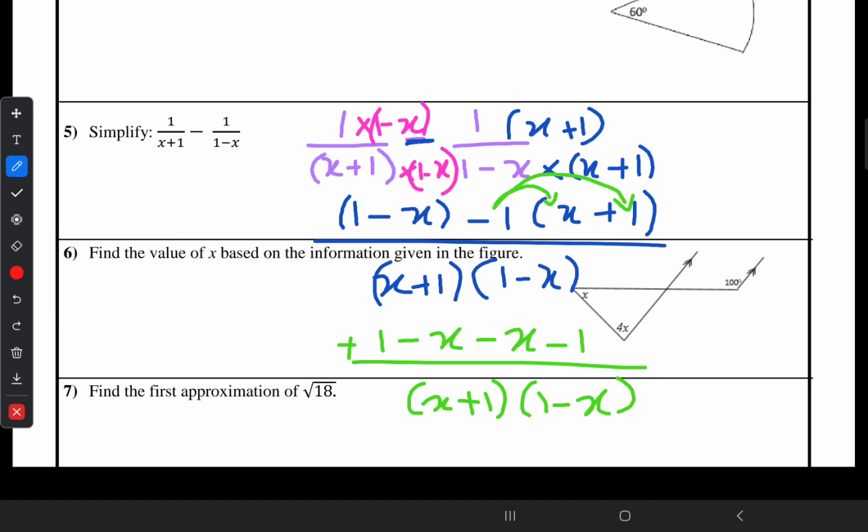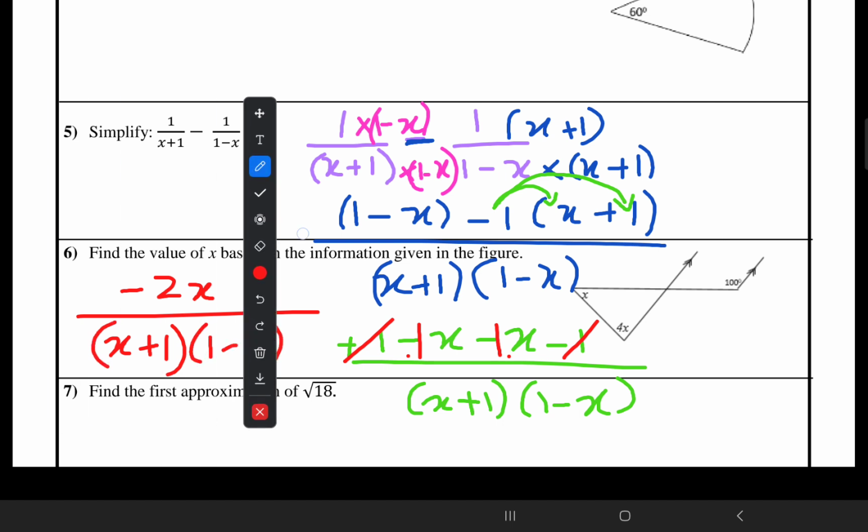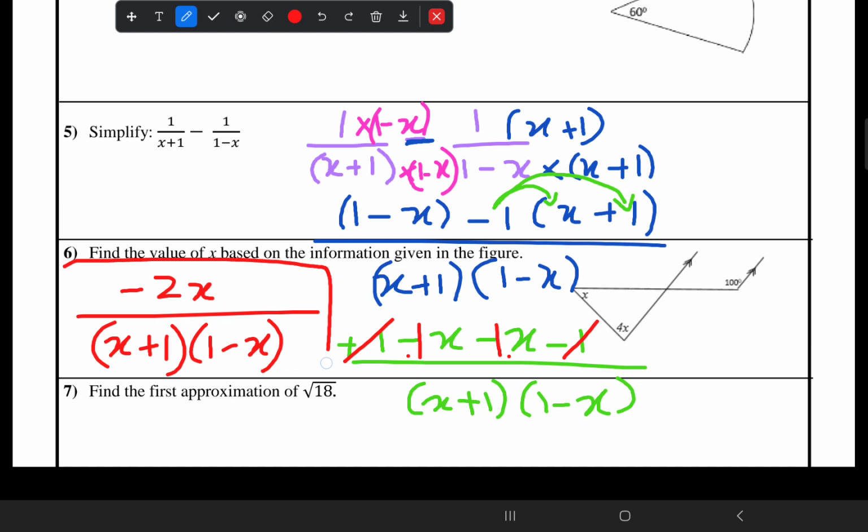Denominator, that remains the same. In the numerator, positive 1 and negative 1 will become 0. So finally, negative x and negative 1x, here also another negative 1x, both together will become negative 2x. Denominator, you have x plus 1 into 1 minus x. This would be your answer in this case.